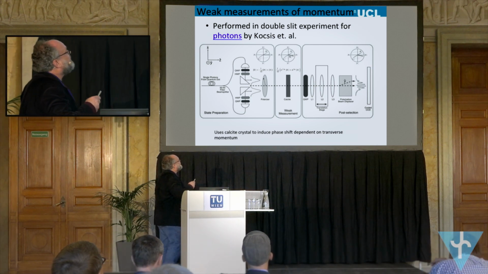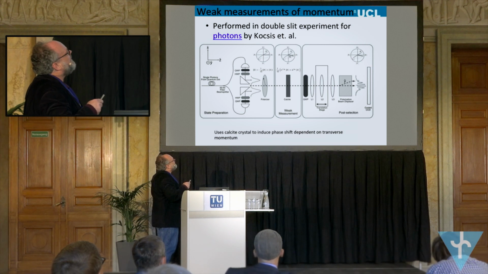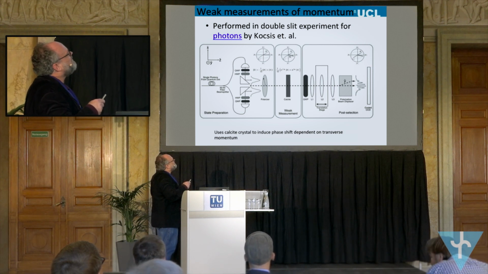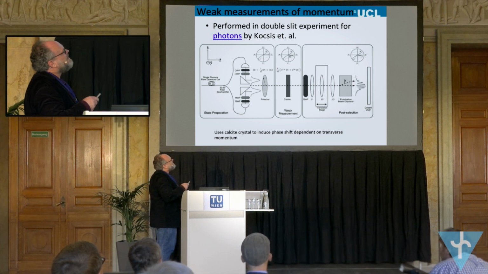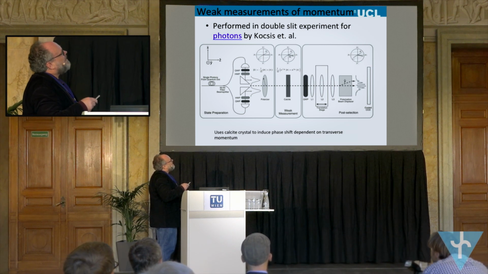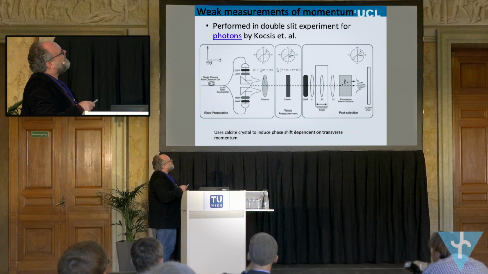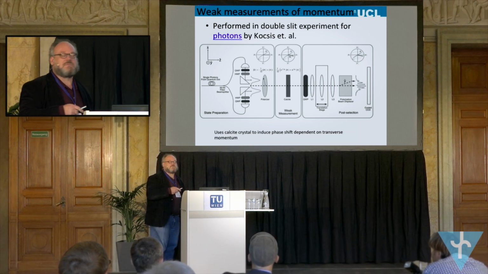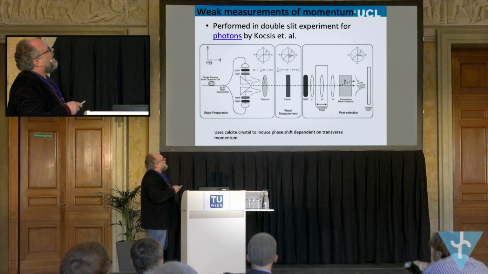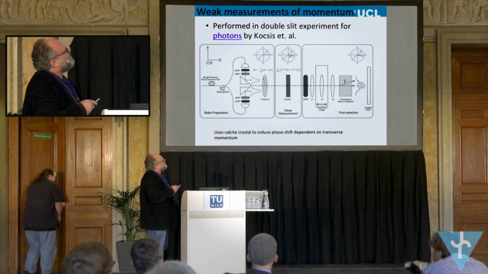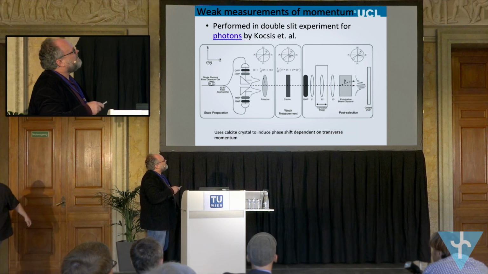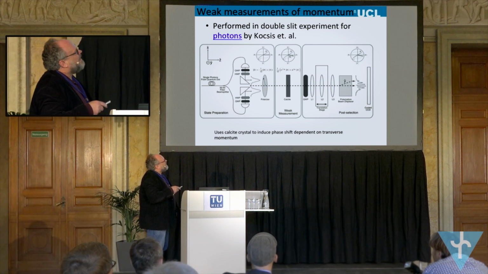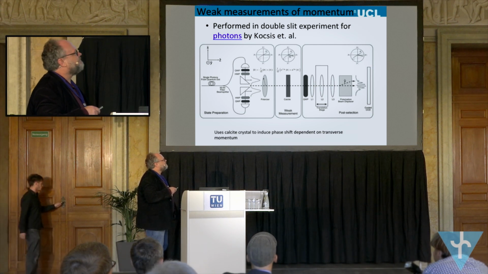Basically, there are two slits here. There's a superposition of horizontally and vertically polarized light. There's a weak measurement stage where a phase shift is imparted that's dependent on the transverse momentum. Then there's an analyzer stage where you work out what's going on by another projection into the circular basis. And then they observed essentially two interferograms here.